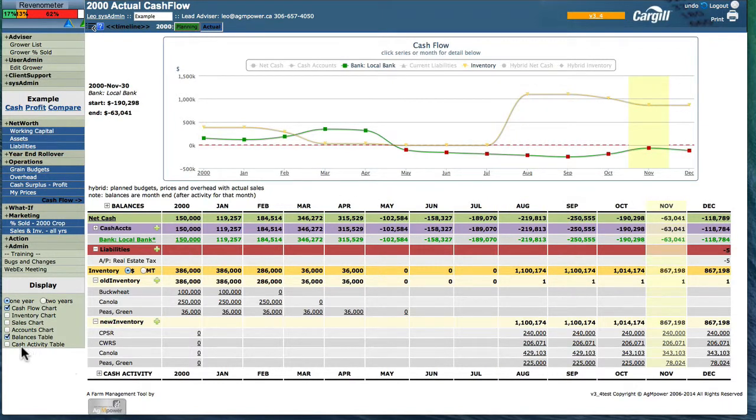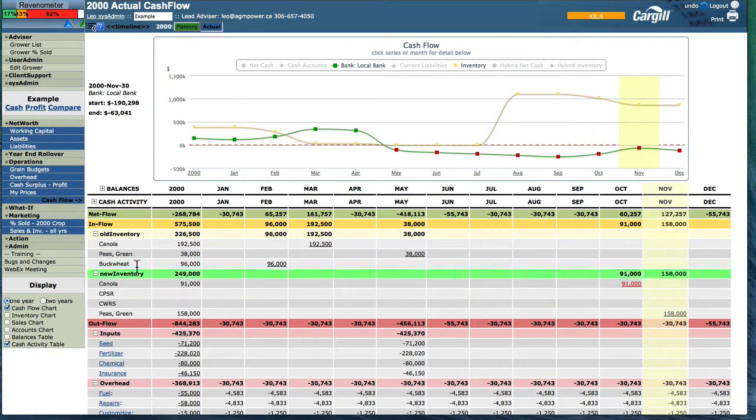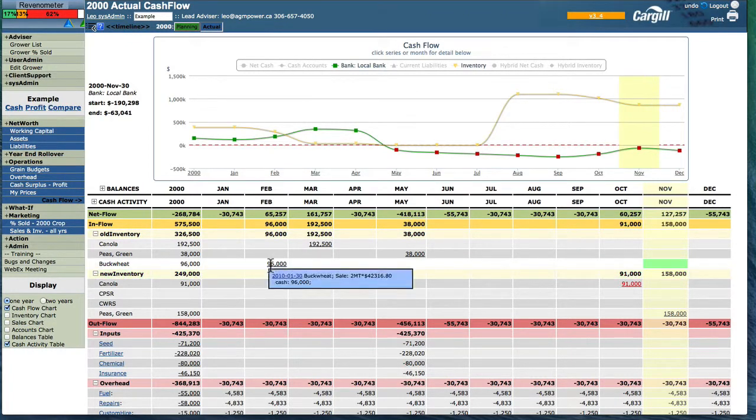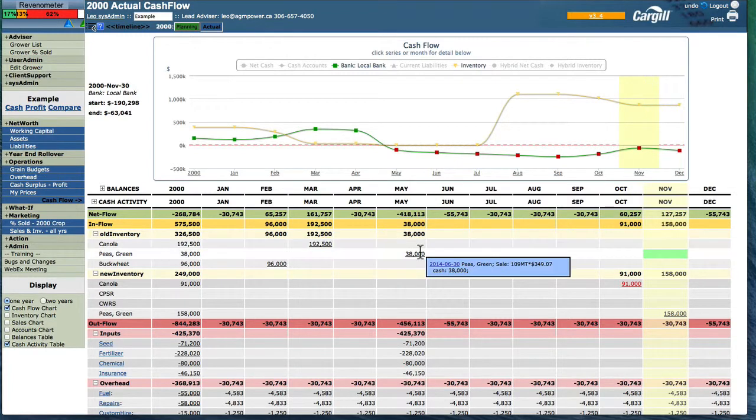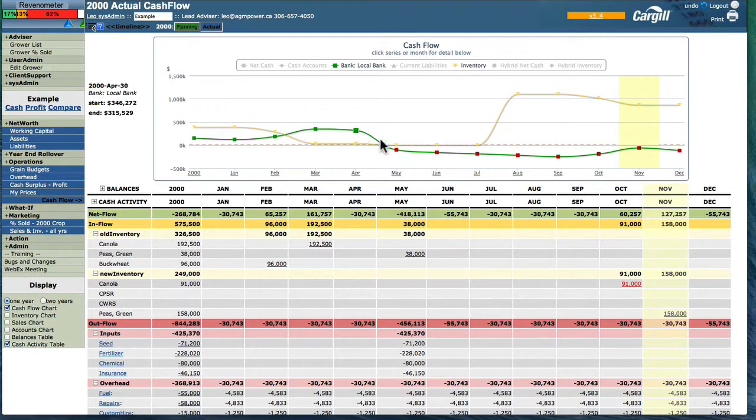We can also look at the cash activity instead of the balances. Remember the sale of buckwheat we made in February? The canola in March, and the peas in May. It would be easy to change that sale here as well. But the graph also drops from cash outflows too. We can see that in our outflow.